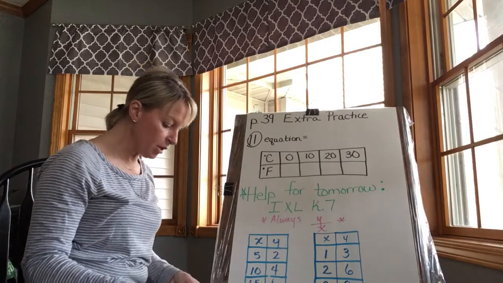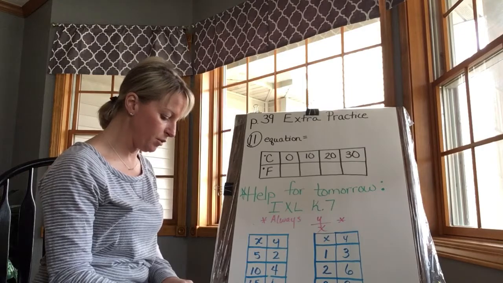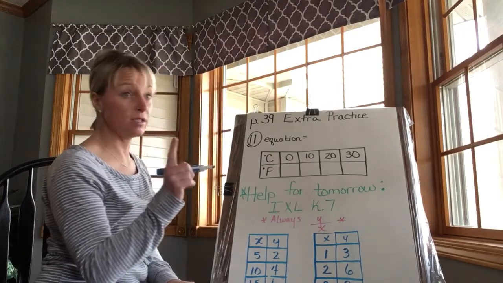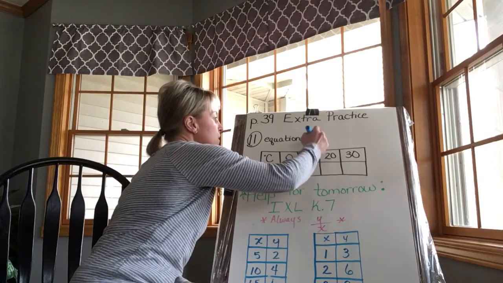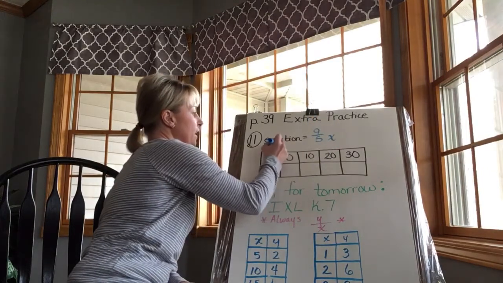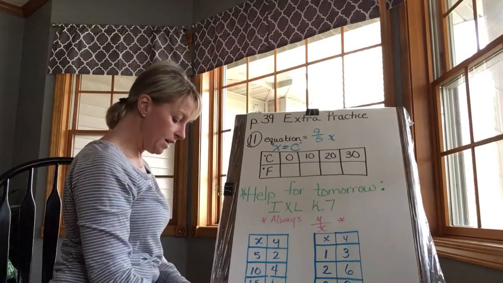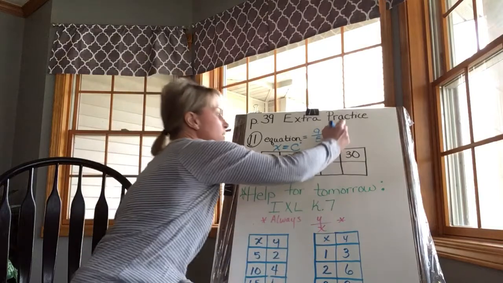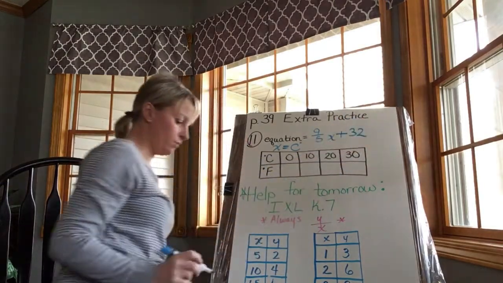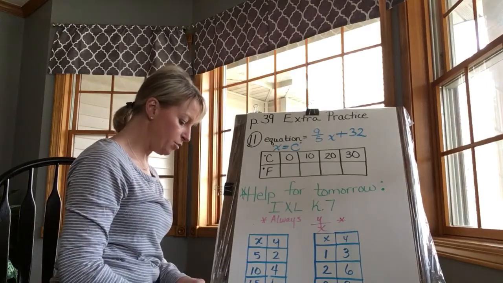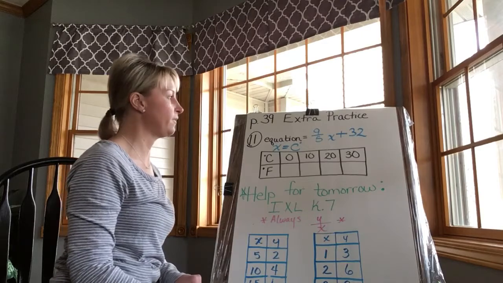So it says to convert a temperature in degrees Celsius to degrees Fahrenheit, multiply the Celsius temperature by 9/5. So it says to multiply. So 9/5 times the Celsius. So I'm going to say x equals Celsius degrees. And then it says, and then add 32 degrees. Is the temperature in degrees Celsius proportional to its equivalent temperature in degrees Fahrenheit?